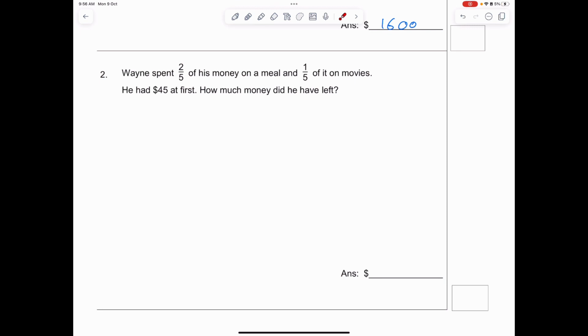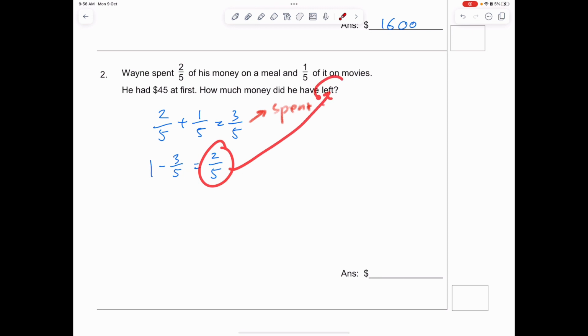So if you were to find out the fraction, you will realize that 2/5 plus 1/5 is 3/5. 3/5 is basically what he spent. And then after that, the next one, you want to know what is remaining. So 1 minus 3/5 is actually 2/5. 2/5 is what he has left, the fraction of it. So you want to know what is 2/5 of 45. You will take 2/5 times 45 because off means times.